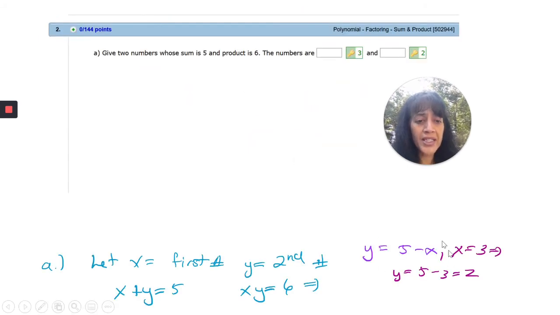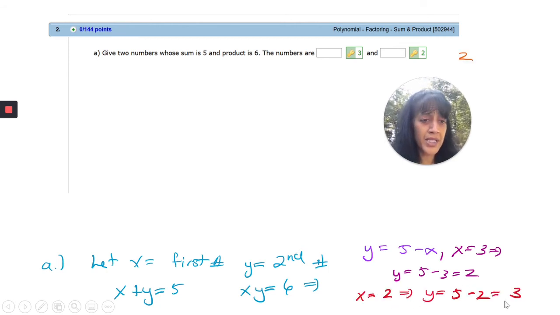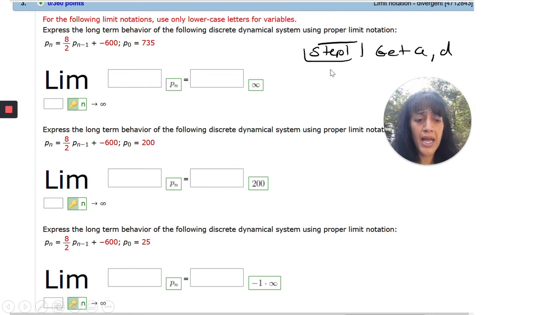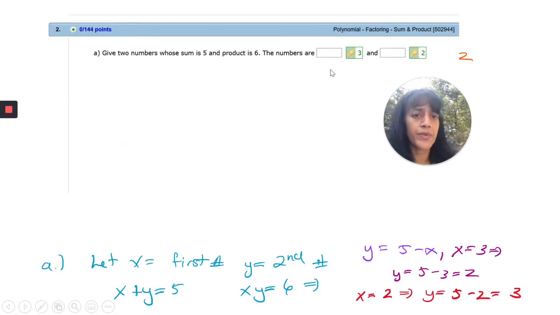If I go back to the original problem, if x is 3 and I plug it into this purple, then y turns out to be 2. Vice versa, if x is 2, y turns out to be 3. So there's two answers. There's x equals 2 and y equals 3, or x equals 3 and y equals 2. It doesn't matter which one is which. So that's how we know what goes into this slot.